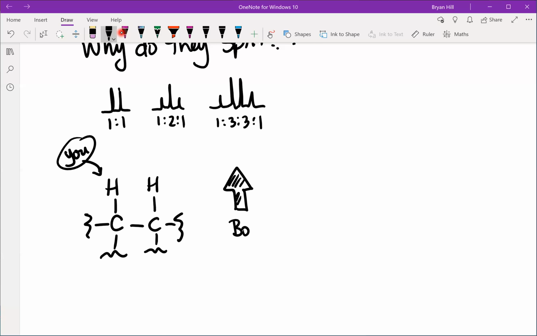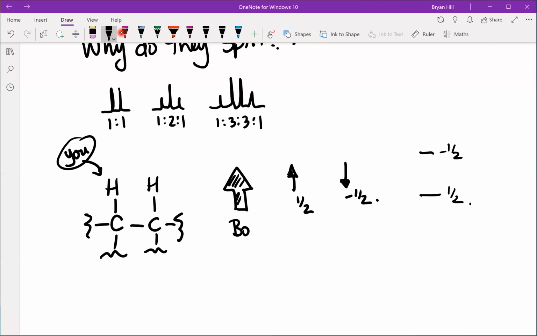The proton's spin aligns with the field. Right, so some of the protons will align with the field. They will be the +1/2 protons, and some other protons are opposed, right? So they'll be the -1/2. And remember, there's an energy difference between the two, -1/2 and +1/2.